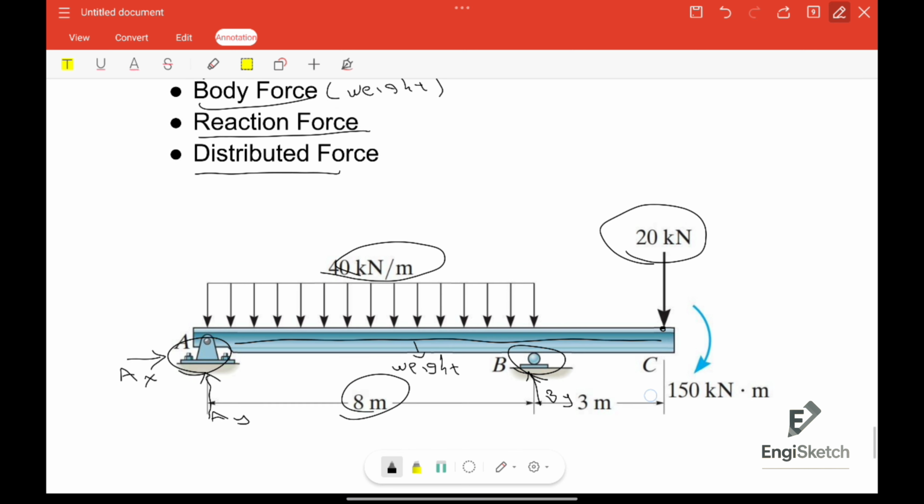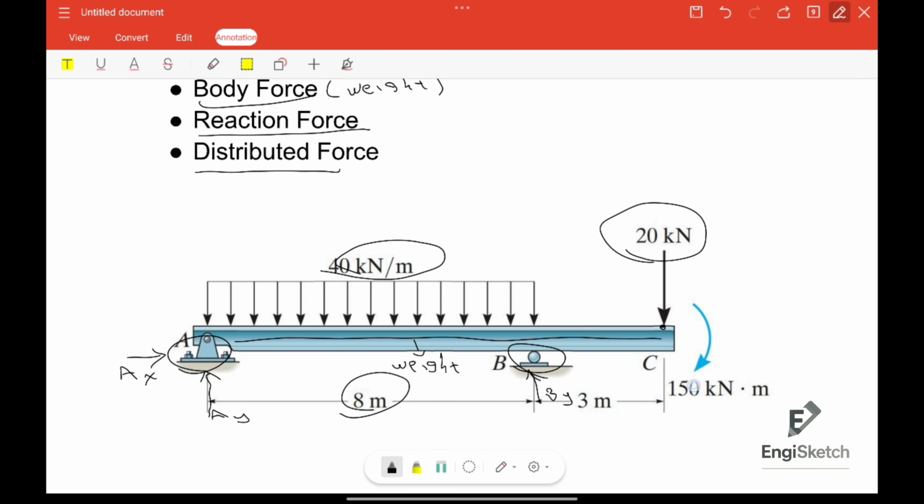Okay, we still have one thing in this figure, which is the 150 kilonewton. This is the moment. The moment is different. It's not a force. The moment is something related to rotation, and it's what causes the rotation of the member, but it's not a force.